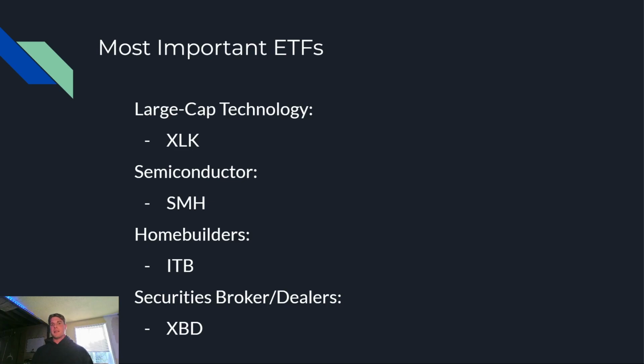So large cap tech is the largest component of the S&P. Semiconductors drive the entire world. Everything that goes on in this world requires semiconductors. So if the semiconductors are performing well, then the rest of the world is performing well. If large cap tech is performing well, then it makes sense that the S&P as a whole would be performing well. Home builders are more speculative stocks, and when they're going up, it means that the economy is doing well.